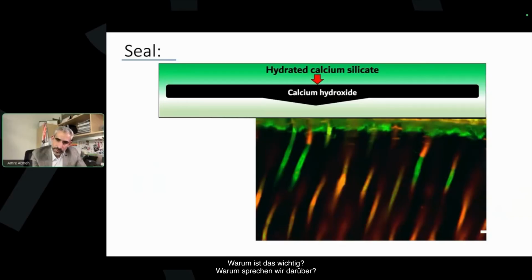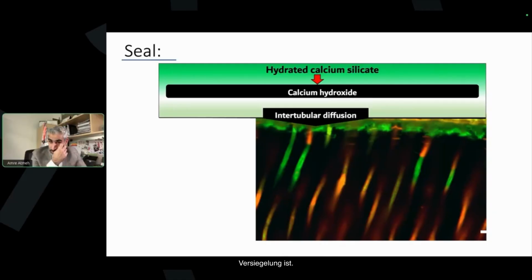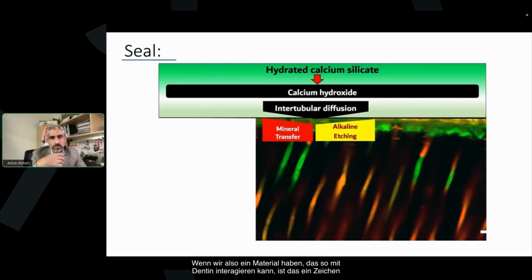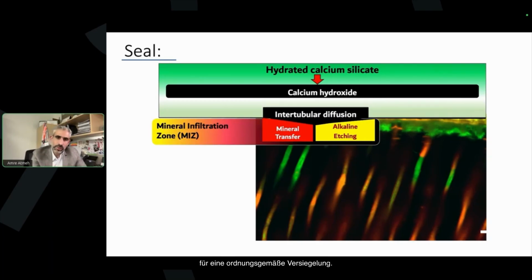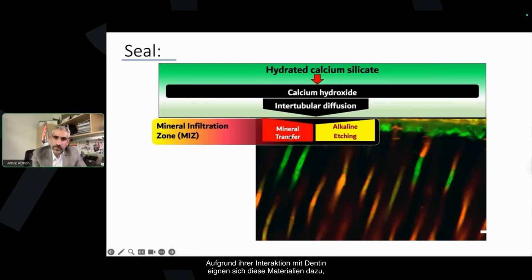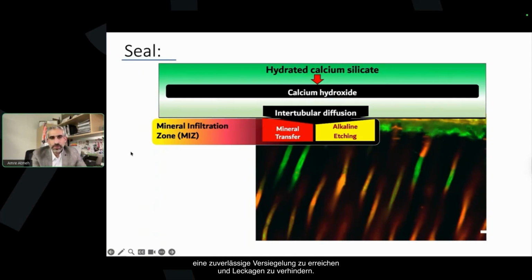So, just to give you further explanation of what happens to the hydraulic calcium silicates when placed on top of dentine. As I said, once it is placed, it will produce calcium hydroxide. Calcium hydroxide will diffuse as intertubular diffusion, so not through the tubules, it's just between the tubules. Now this will result in mineral transfer and alkaline etching to this zone here, and that's why we call it the mineral infiltration zone.